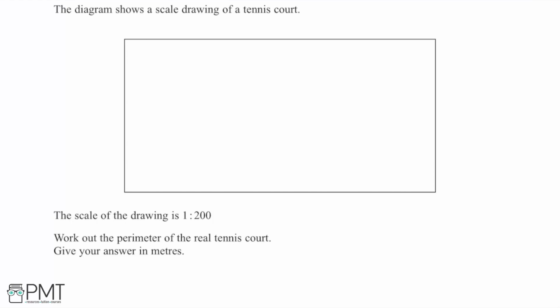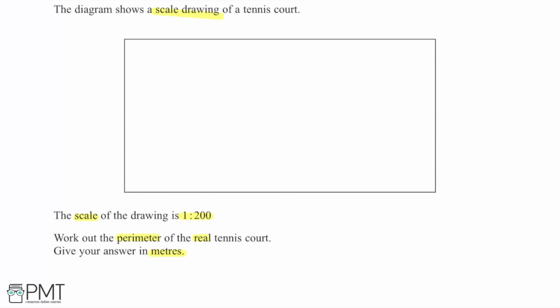So in this question, I have a diagram which shows a scale drawing of a tennis court, and then I have it below. So it's just a simple rectangle that we have here. I'm told that the scale of the drawing is 1 to 200, and I'm asked to use this to work out the perimeter of the real tennis court, giving my answer in metres.